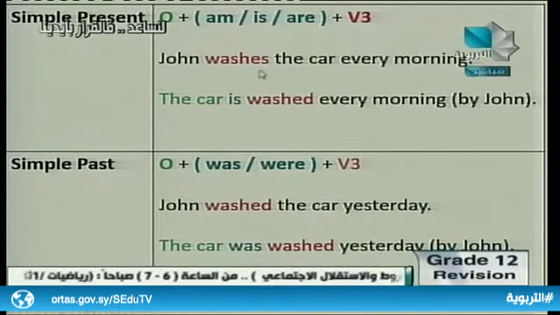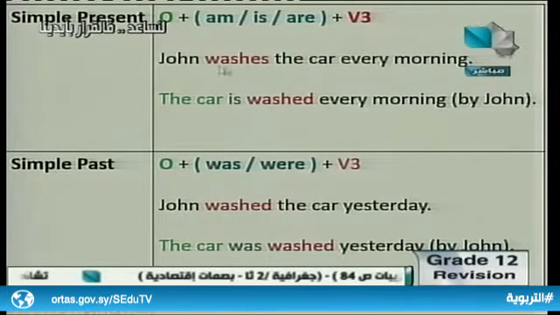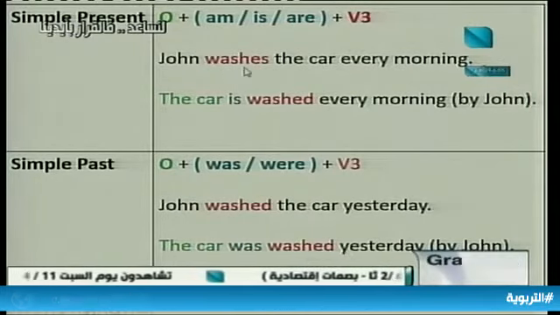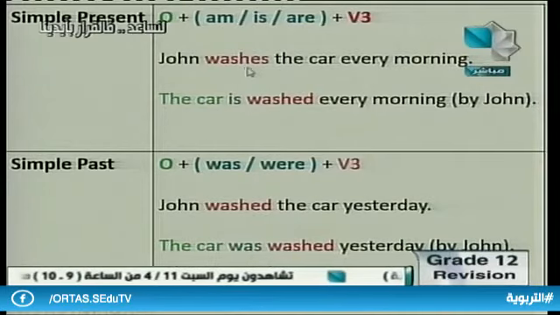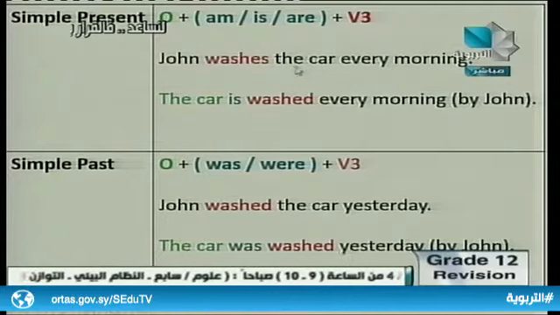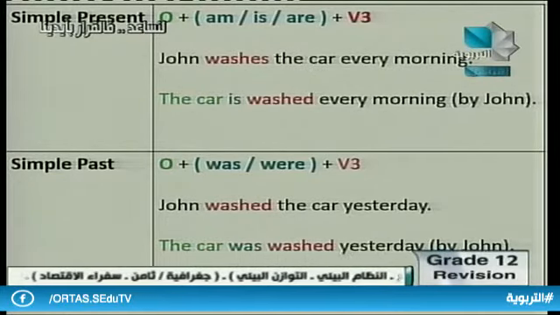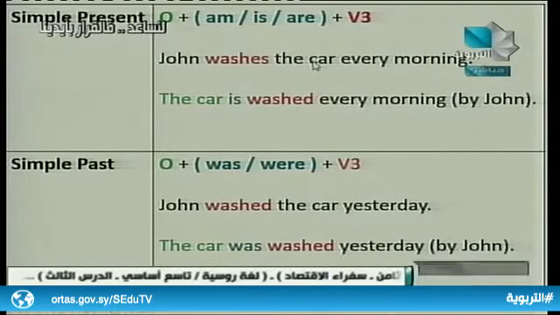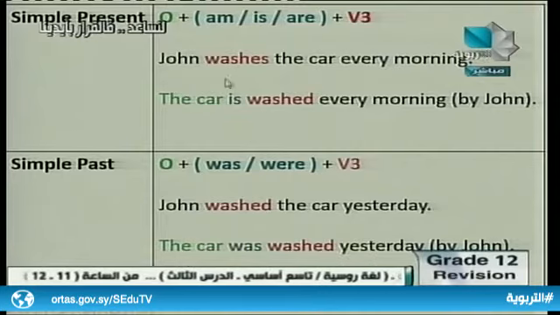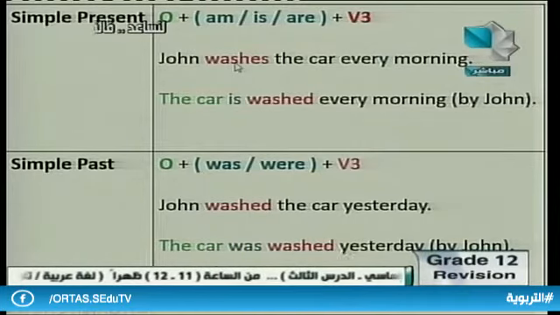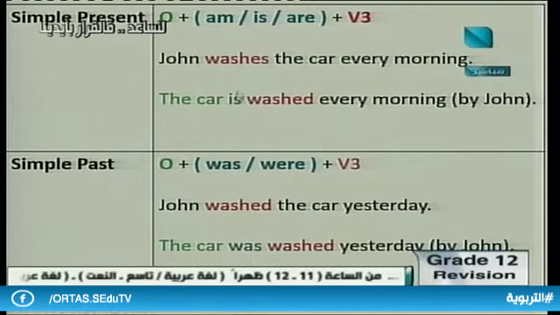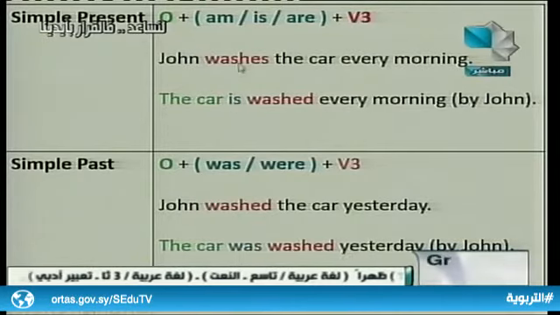Do you see the sentence on TV? Are you following us now, or just calling? It's okay. John washes the car. So here the car is the object. We use the object as a subject, Ibrahim. This is step number 1. Then the verb wash here is in the present simple, washes. That's why we use the verb to be in the present simple.